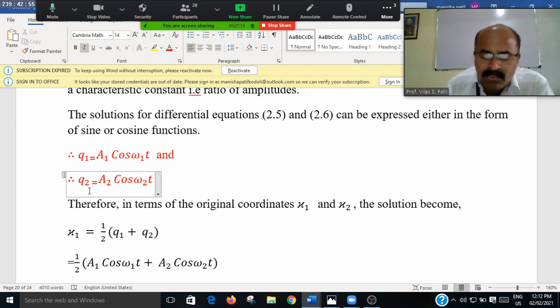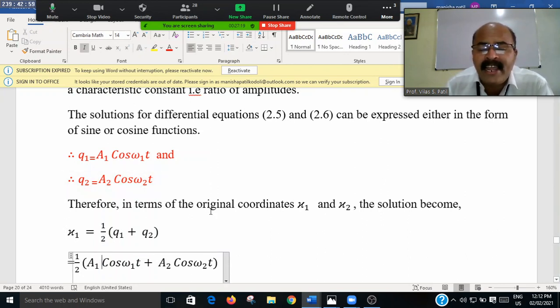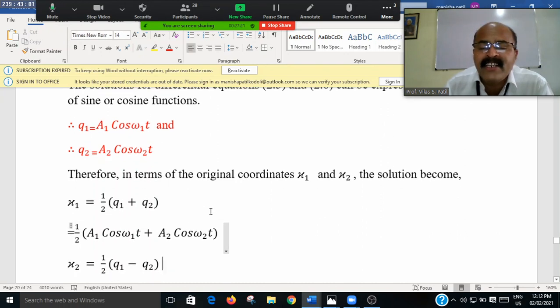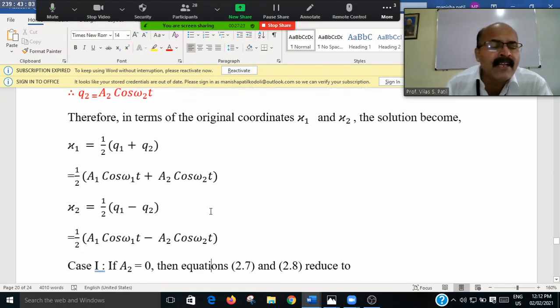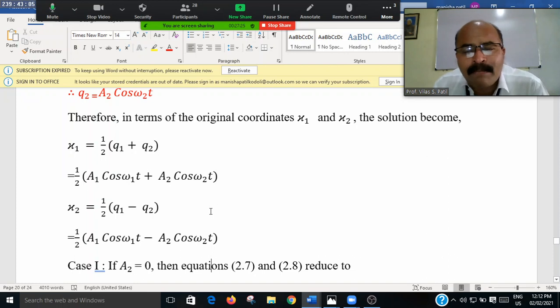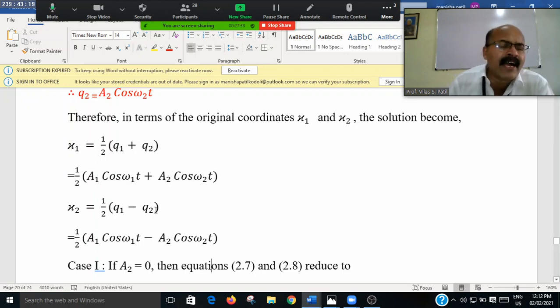Therefore, in terms of the original coordinates x1 and x2, the displacements, the solution becomes x1 is equal to 1 half of q1 plus q2, that is, the addition of the two normal modes. If we put in the values of q1 and q2, we get 1 half a1 cos of omega 1 t.